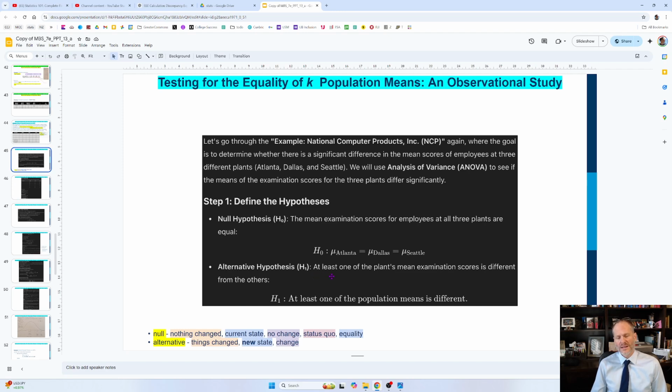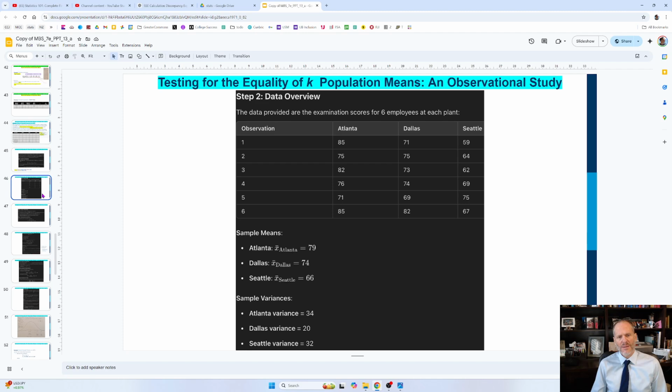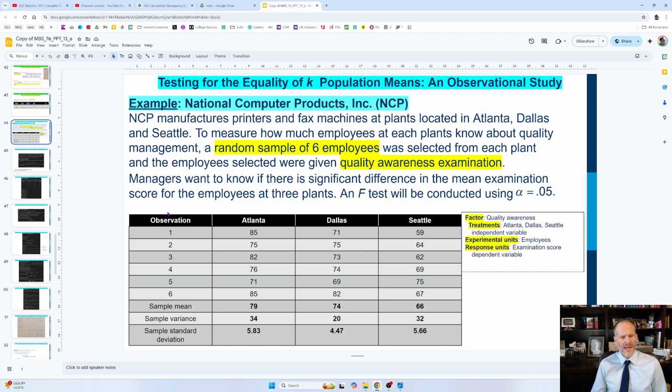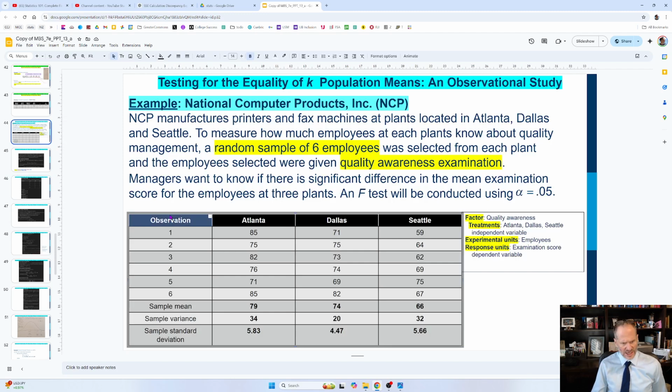And this is great, right? This explanation right here for this alternative hypothesis, at least one of the plant's mean examination scores is different from the others. It's a great explanation. So then we go to the next step where the data provided are the examination scores for 6 employees at each plant. And so we could grab this and just check. Did ChatGPT do its job right?